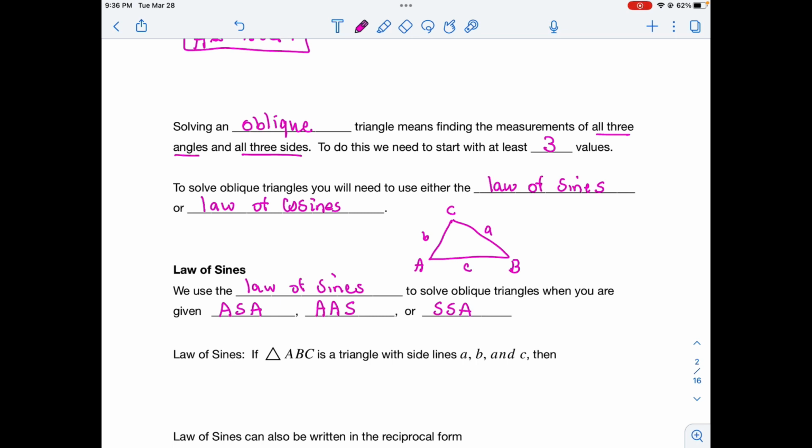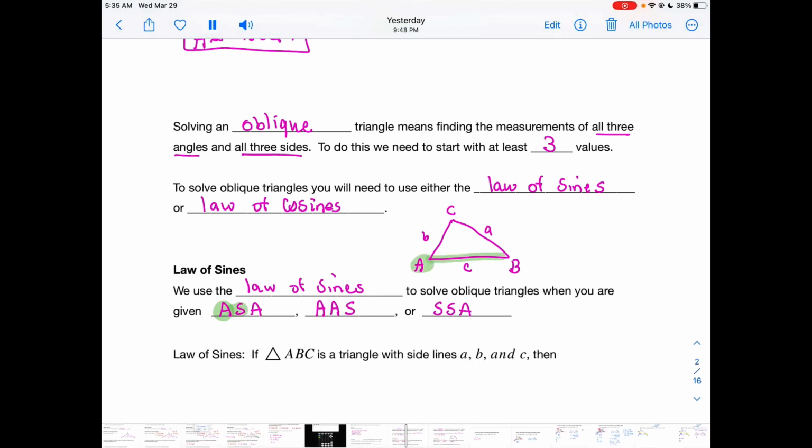So angle, side, angle, let's say I'm given angle A, side C, and angle B. That would be angle, side, angle. An example of angle, angle, side is if I'm giving you, for example, angle A, angle B, and side A. An example of side, side, angle is if you were given side A, side B, and angle A.